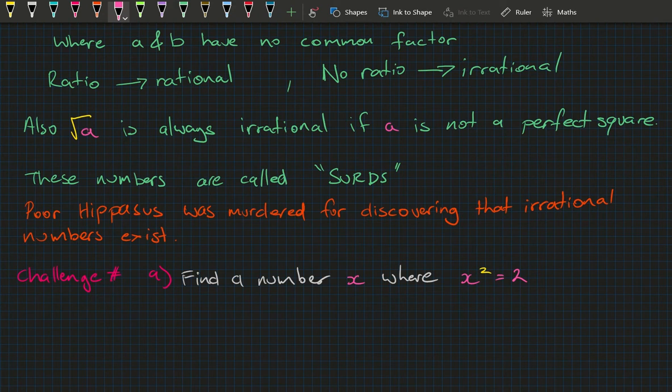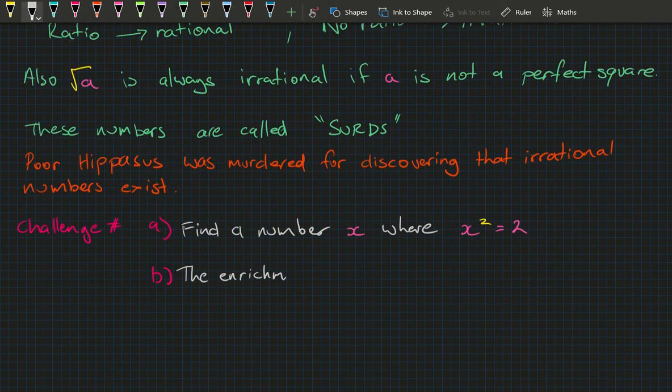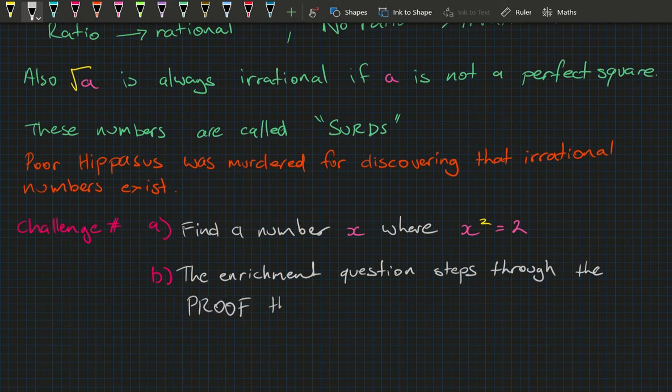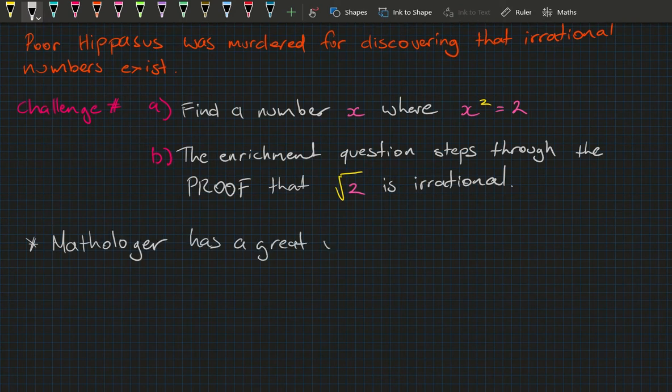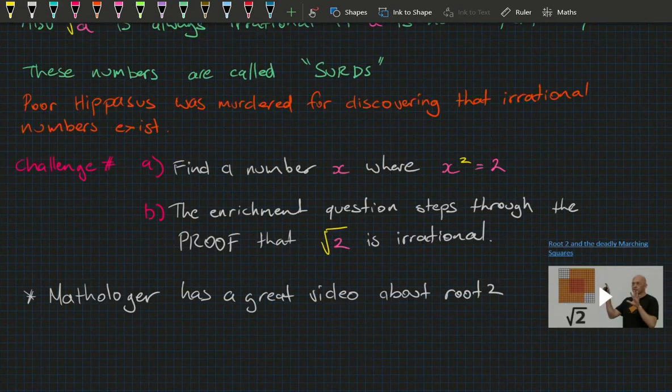Alright, and part B is not a challenge to do now, it's just letting you know that the enrichment section of this exercise is a step through the proof of why root 2 is irrational, that there's no fraction to represent it. Also, I've got a great video here from Mathologer that might be a bit tricky for some of you, but I really like it, and it goes through a visual proof using squares and marching people to show why root 2 is irrational. And I'll leave that link here. You can follow that video if you want.